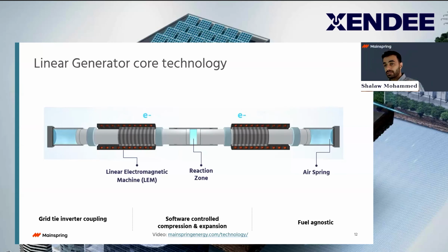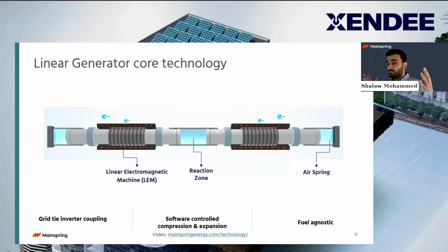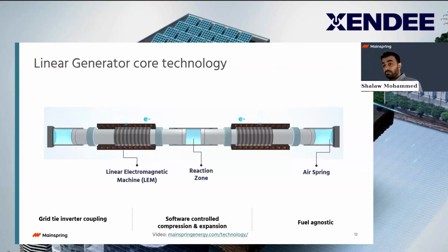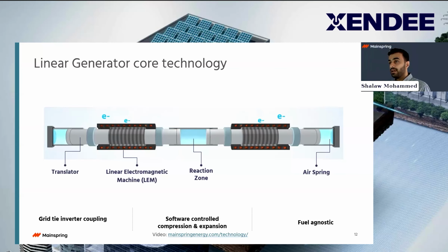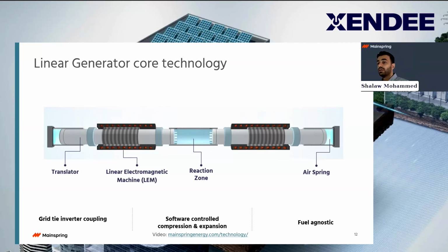Next, we have air springs. These air springs are simply springs that store excess energy from the reaction in the form of air, and then they provide the bounce-back energy to the translator to push for the next cycle. Then those two pistons that are moving back and forth are called translators. We've previously used the term oscillator, so you may still hear us use the terms interchangeably, but translator is the term that we use now. And those just move back and forth to generate power.